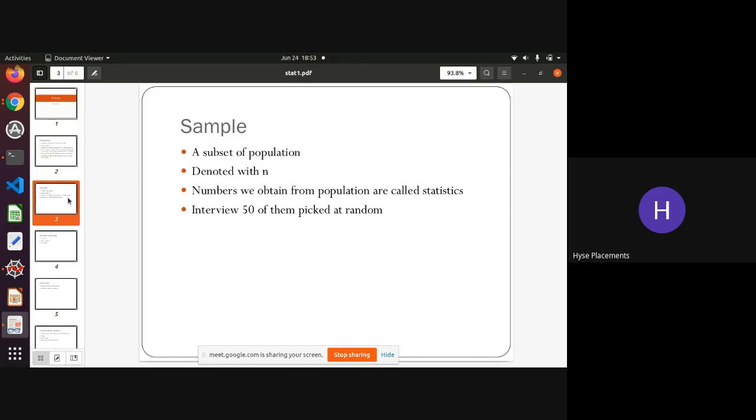Numbers we obtain from a population are called parameters, and numbers we obtain from a sample are called statistics. Actually, not population. That's fine.